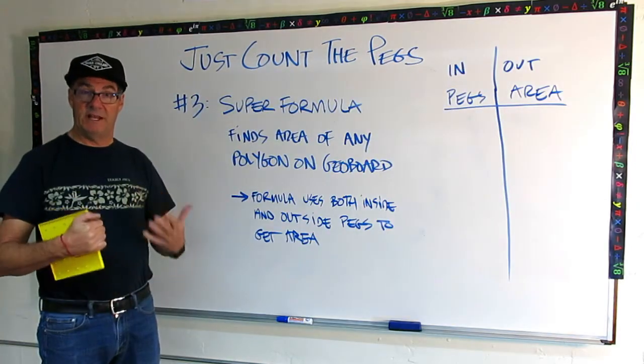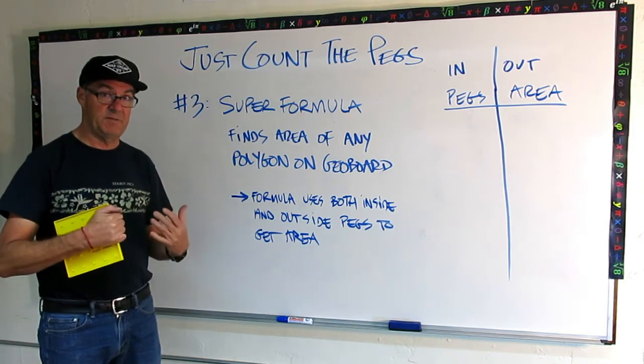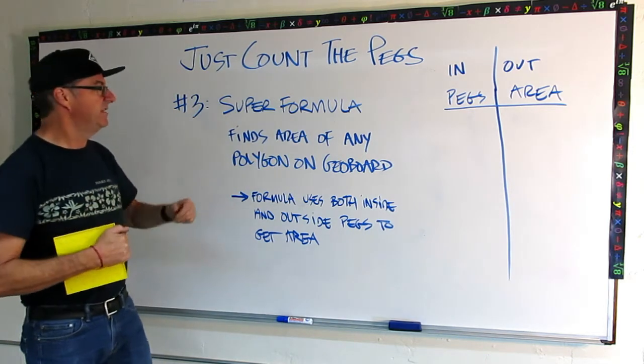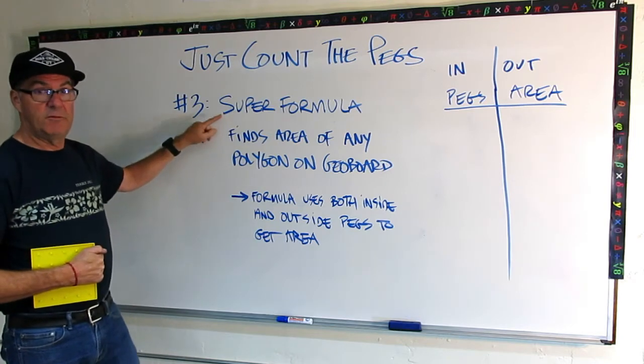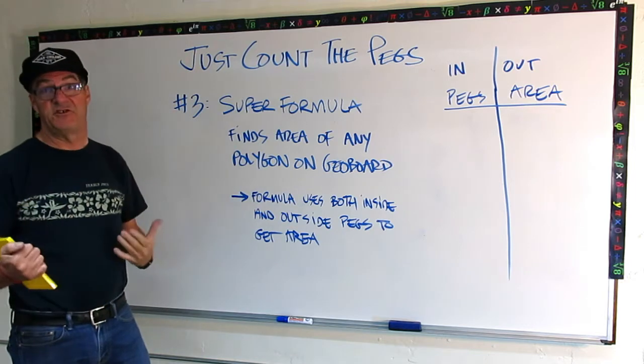Okay, now the last formula, which is really the whole point of this POW, is to get to this formula. It's a little more complicated. It's the super formula. And what we need to do is find the area of any polygon on the geoboard.